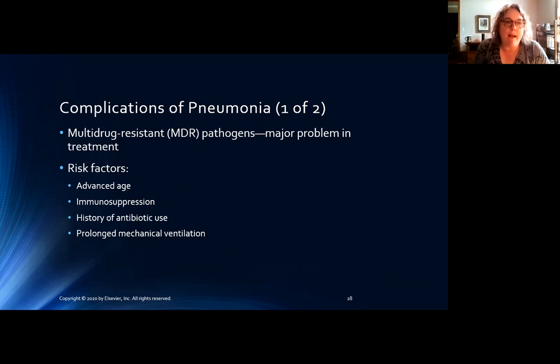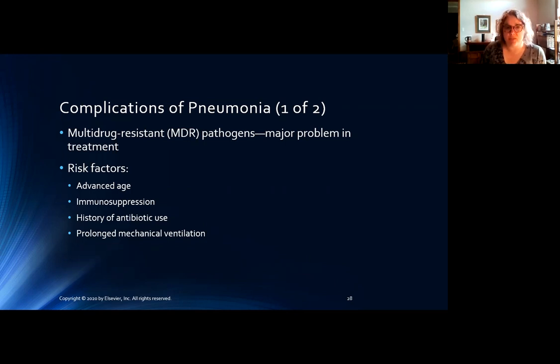So risk factors for MDR pathogens, for people developing an infection with MRSA or VRE: advanced age, immunosuppressants, history of antibiotic use in the past for appropriate reasons. I'm not saying it's inappropriate. Nobody takes street amoxicillin, but a history of antibiotic use. And then people who are on mechanical ventilation for a prolonged amount of time have an increased likelihood of developing an MDR pathogen based pneumonia.